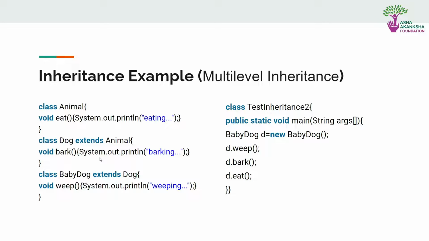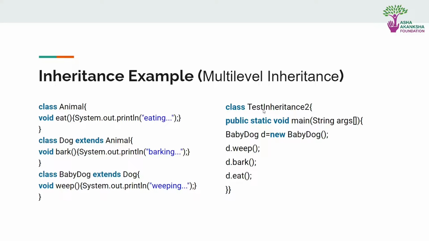So then comes multi-level inheritance. In this case, the very parent class is animal, and the class dog is inheriting from animal, and then baby dog is inheriting from dog. So in this case, animal can only access the function eat, dog can access the functions bark and eat, and baby dog can access the functions weep, bark, and eat. So a child can access the functions of the parent, but the parent cannot access the functions of the child.